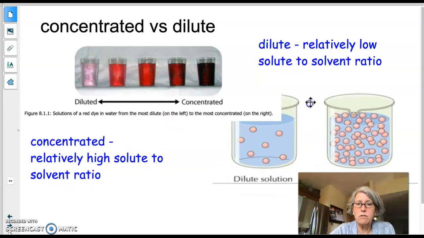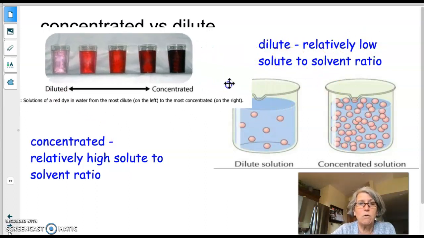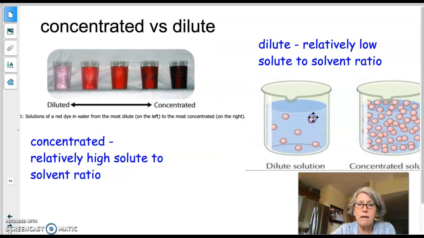So this is another picture of what we would call a concentrated solution here. You can see there's a lot of solute in that given ratio and given amount of solvent. Okay, so that's what we would call a concentrated solution. Compared to what a dilute solution is, a relatively low solute to solvent ratio. So as you look here, this is a dilute solution where you can see you don't have as much solute to solvent ratio.